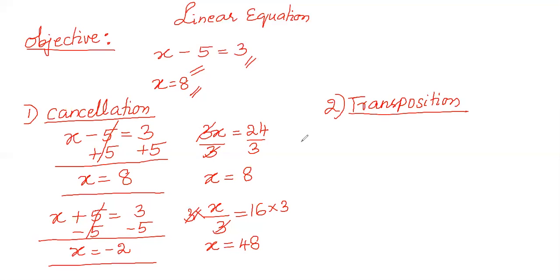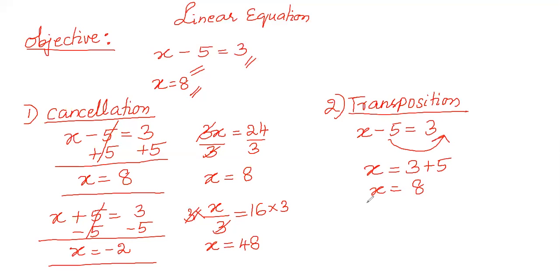Those should retain their sign. Say for example, same thing, x minus 5 is equal to 3. So I keep the variable on the left, right? I move the number to the right hand side. So when it is moved, its sign will change. So it becomes x is equal to 3 plus 5. So x is equal to 8. This is the same answer that I got in cancellation also.